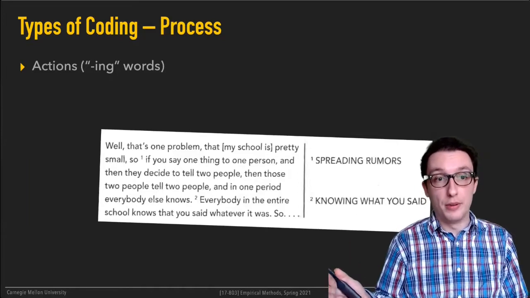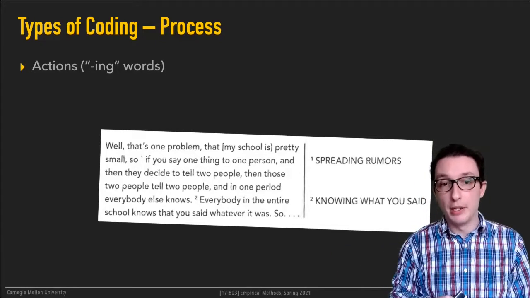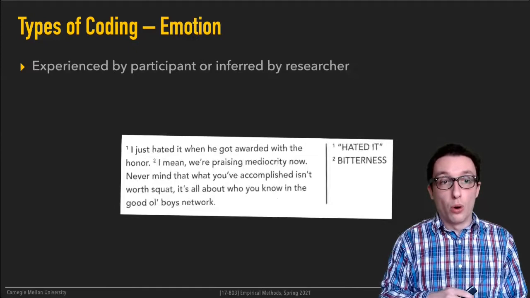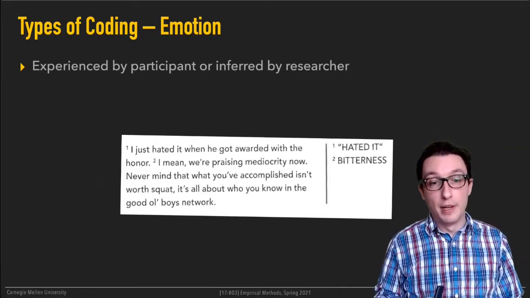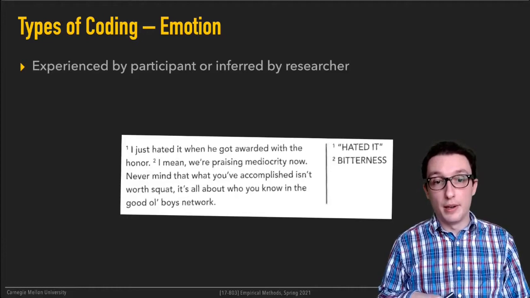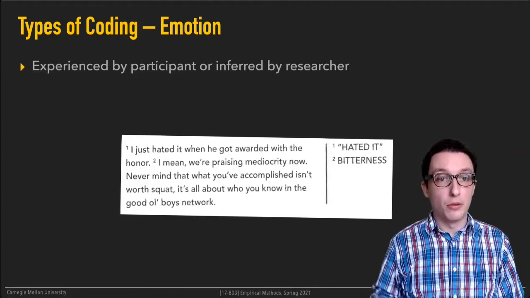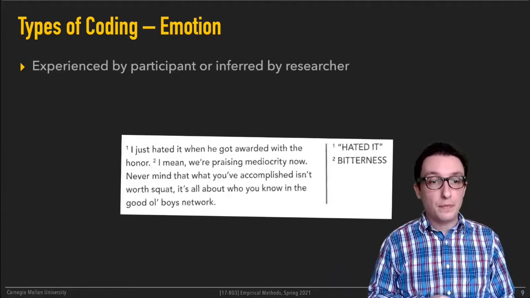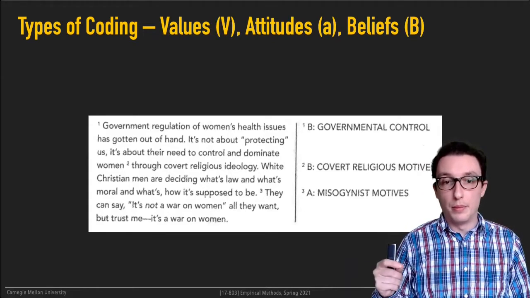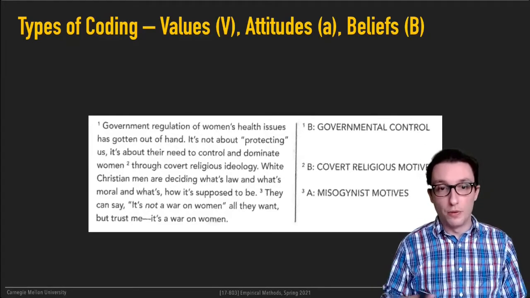You could have process codes. So you think of all of the verbs ending in ing that describe a particular process that's being talked about or illustrated in that fragment, like spreading rumors, for example, in the fragment you see here on the screen. Or you could have emotion codes, describing the emotions as you inferred the participants experienced them, or as they've mentioned them explicitly. For example, they hated it, or bitterness, and so on. Or you could have codes that represent values or attitudes or beliefs that the participants have, or that you infer them having.